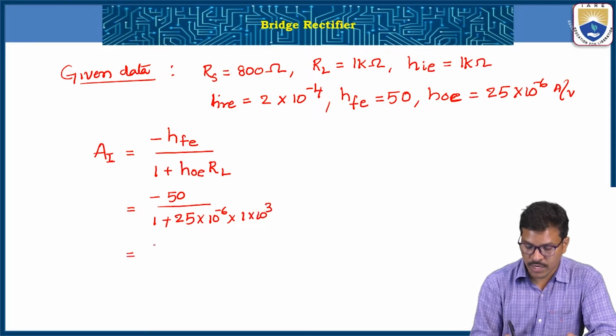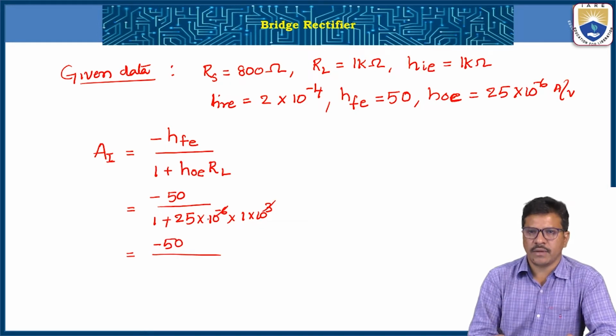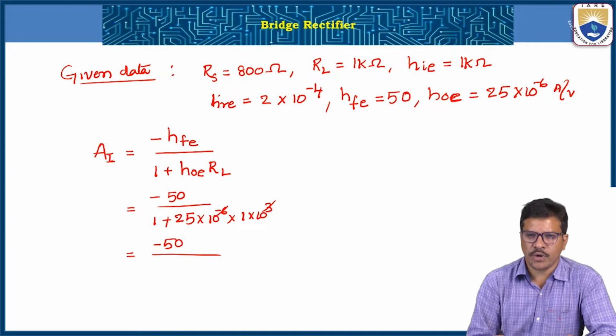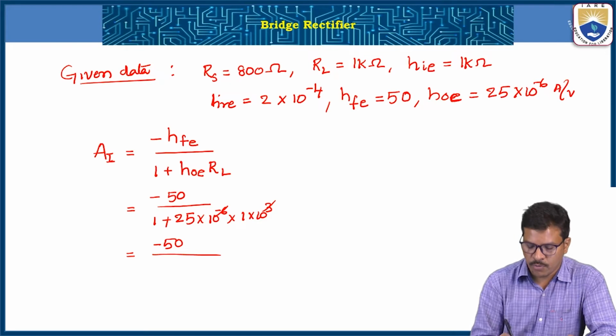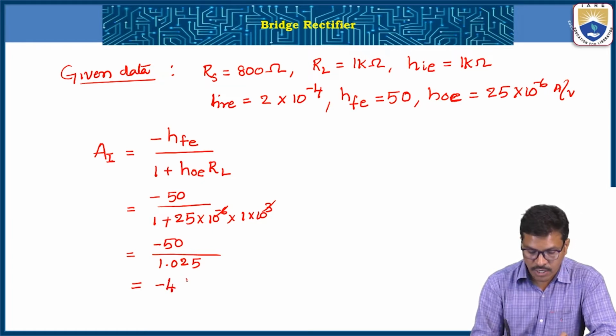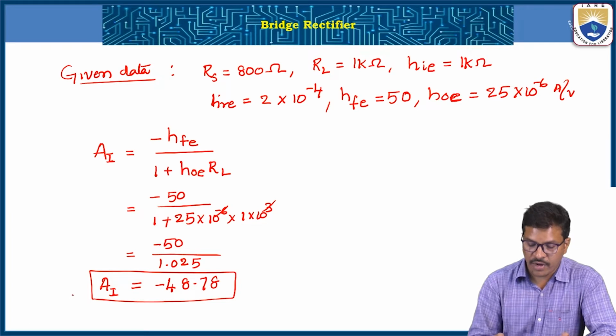So minus 50 divided by, 25 into 10 to the power of minus 3 means 0.25, 1 plus 0.25 is 1.25. So we will get the answer minus 40. The current gain for the CE amplifier.